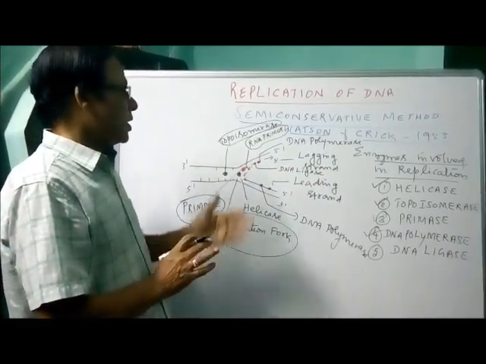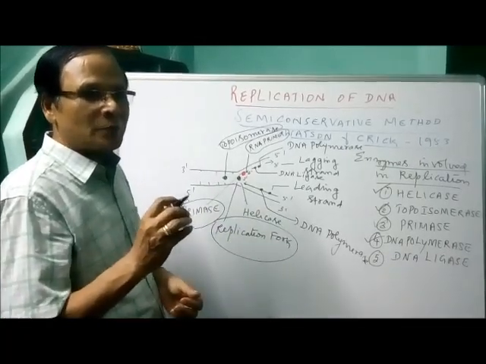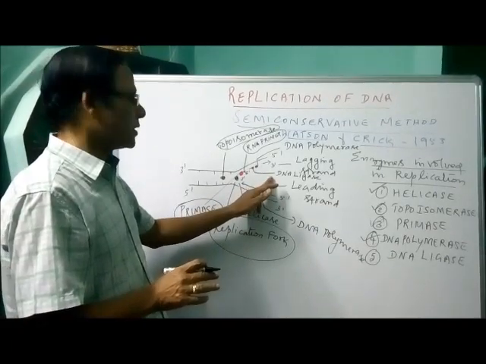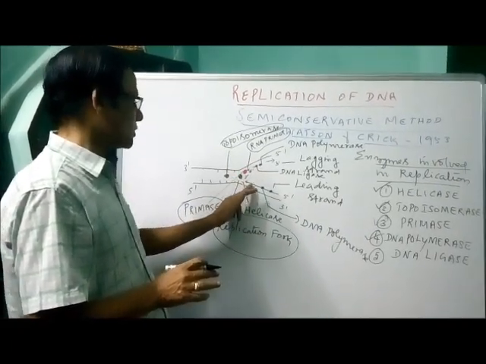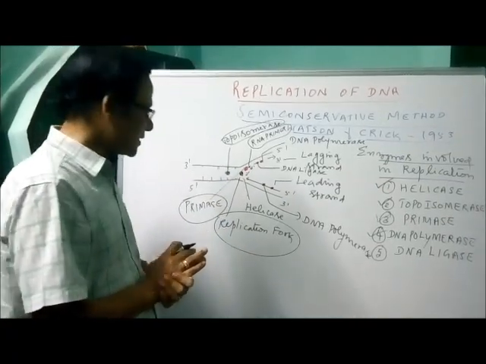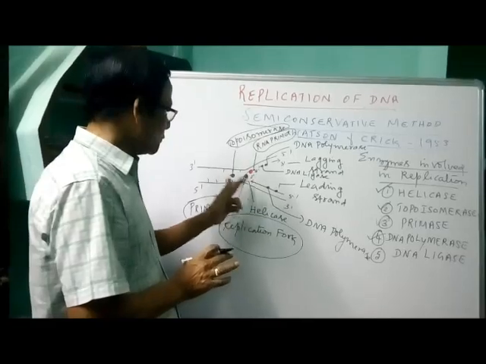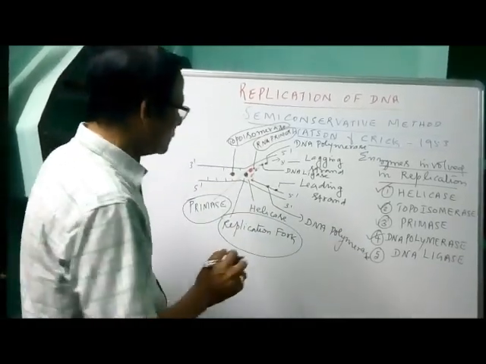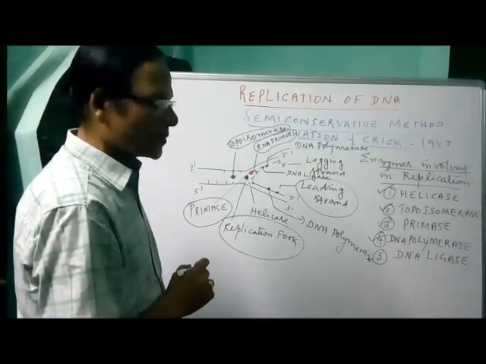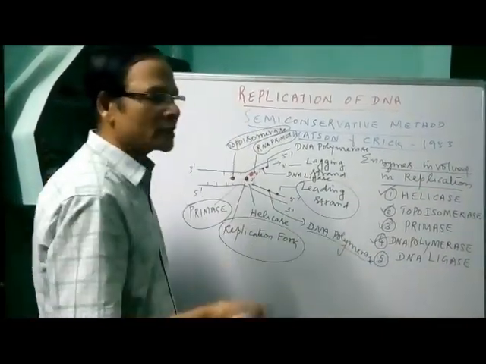Out of the two strands, one strand is formed continuously, from the terminal end towards the replication fork. The strand which is formed continuously towards the replication fork is called the leading strand. The leading strand is synthesized by DNA polymerase of one type.